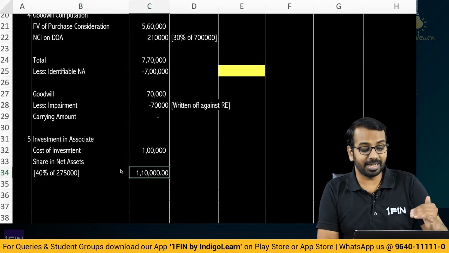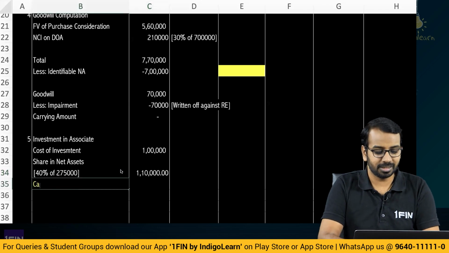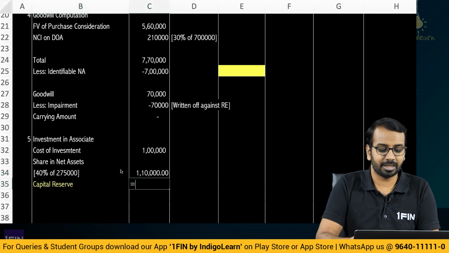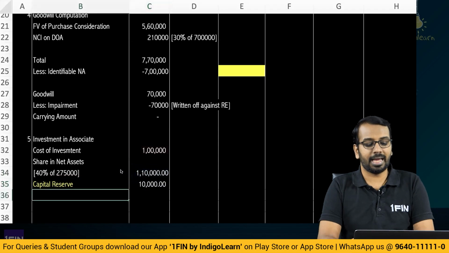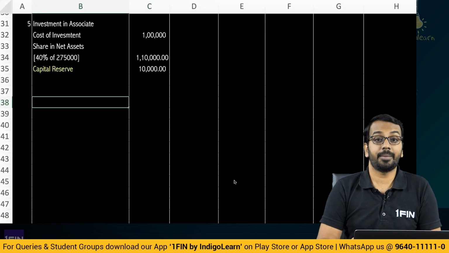Oh my god, share in net asset is higher than the cost of investment. So, is it a goodwill or a capital reserve? It is a capital reserve of 10,000, 1,10,000 minus 1 lakh, 10,000 is the capital reserve. So, we have calculated that the capital reserve is 10,000.